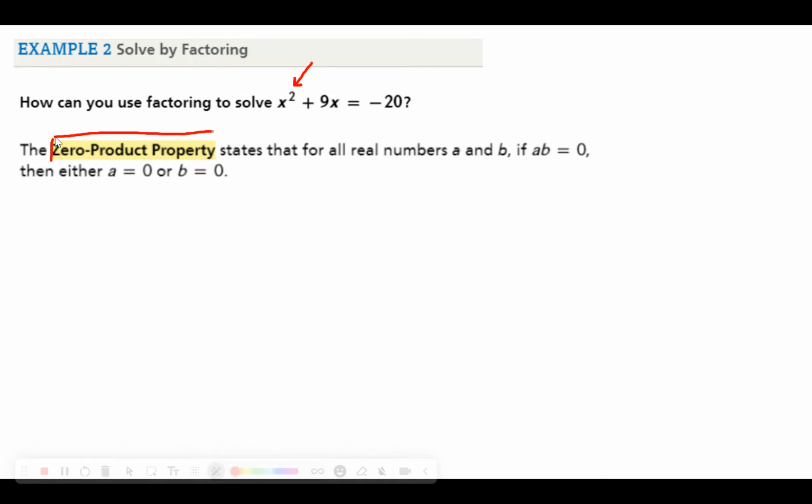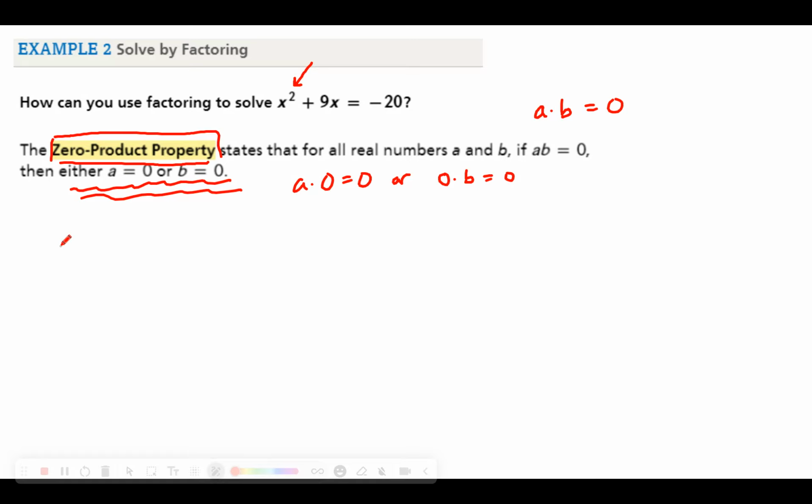The zero product property says the following. For all real numbers a and b, if I multiply them, so this ab means a times b, and get an answer of 0, then either a must equal 0 or b must equal 0. That just makes sense, right? Because if I take a times 0, I get 0, or if I take 0 times b, I get 0. So what we're going to do is take this equation and factor it. That'll give us our two parentheses, which we then set equal to 0 to solve for x.